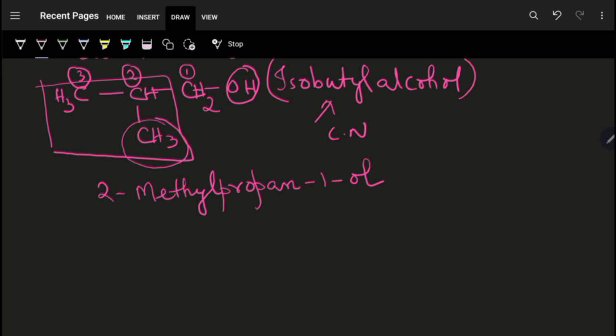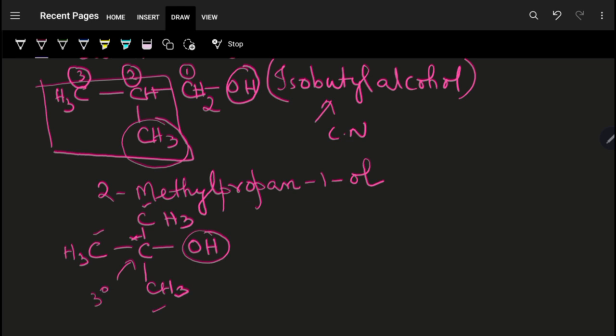Now this butyl system, its chain structure, if we change the structure a little and make it like this, then it becomes tertiary, because the carbon atom to which the OH is attached is connected to 3 other carbon atoms, and it is a 3-degree system. So it is actually tertiary butyl alcohol. Tertiary butyl alcohol is the common name.